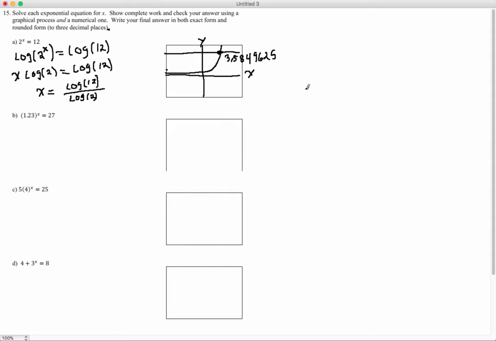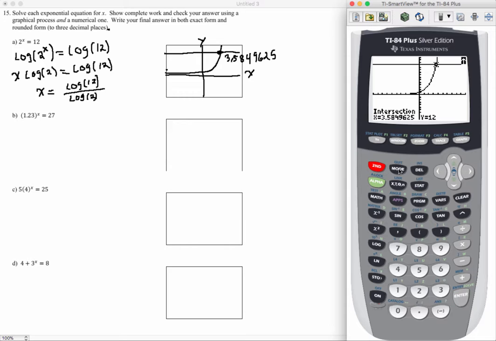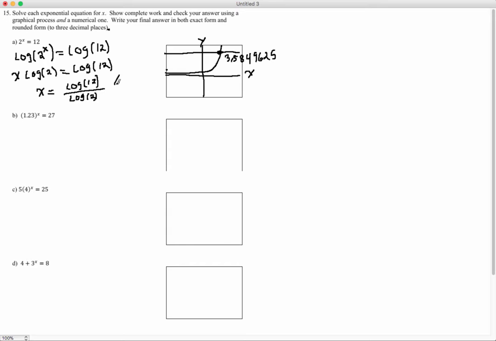Okay, so they want us to also validate that numerically, and what that means is we've got to go back in and check and see what log of 12 divided by log of 2 looks like. In other words, did we get the same answer algebraically as we did when we went through and did the graphical work? So we're going to take log of 12 divided by log of 2. Yeah, looks like the same answer to me, so that checks, okay? So we got the same answer here as we got here, okay?